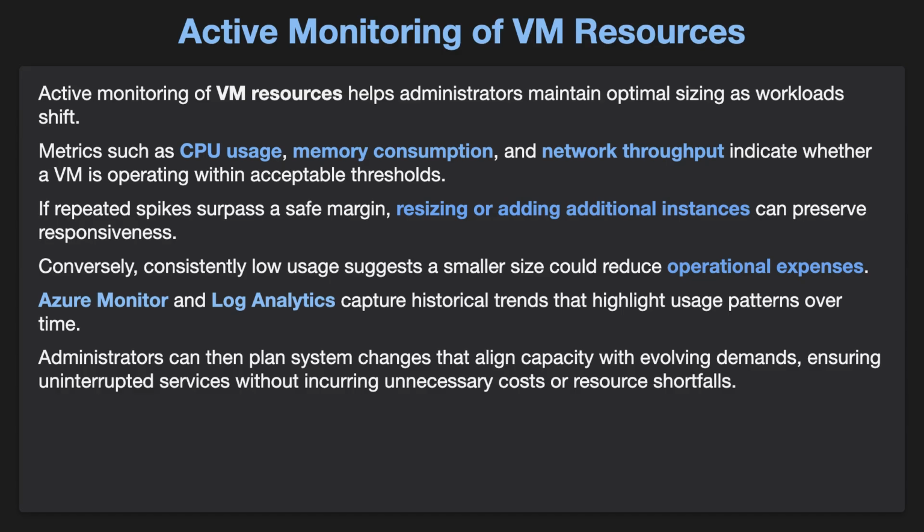Metrics such as CPU usage, memory consumption, and network throughput indicate whether a VM is operating within acceptable thresholds. If repeated spikes surpass a safe margin, resizing or adding additional instances can preserve responsiveness. Conversely, consistently low usage suggests a smaller size could reduce operational expenses.